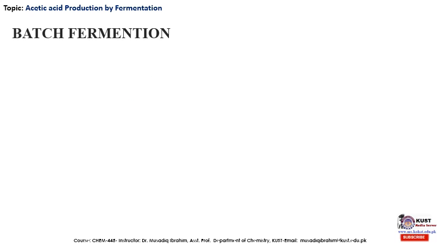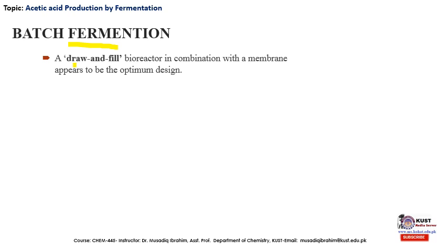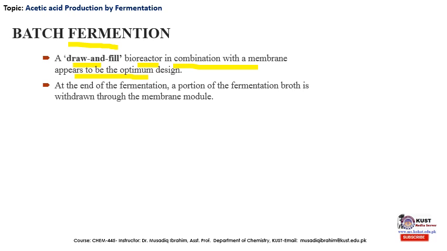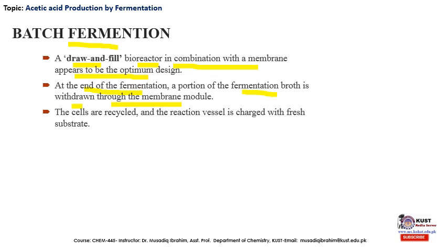Now moving towards the batch fermentation process for the production of acetic acid. Now a draw and fill bioreactor in combination with the membrane appears to be the optimum design of the batch fermentation tank. At the end of the fermentation, a portion of the fermentation broth is withdrawn through the membrane module. The cells are recycled and the reaction vessel is charged with fresh substrates.